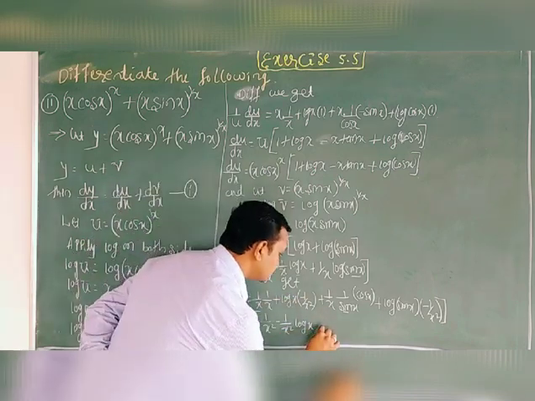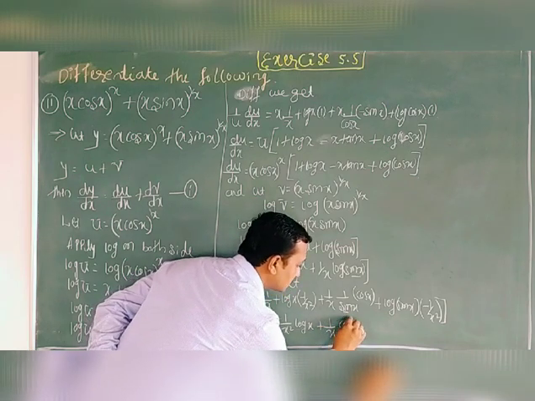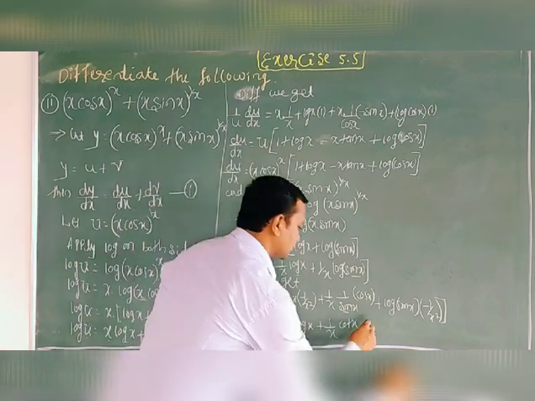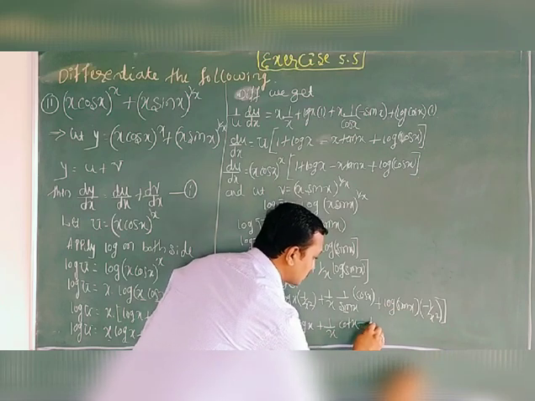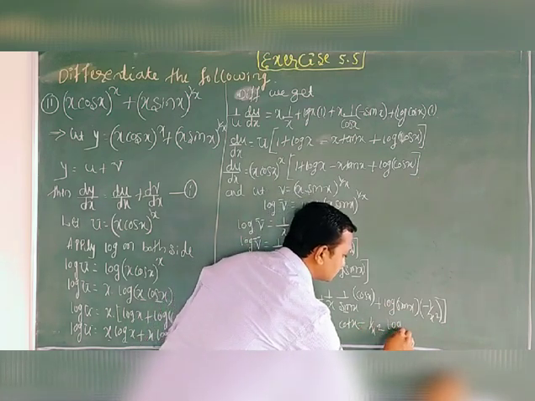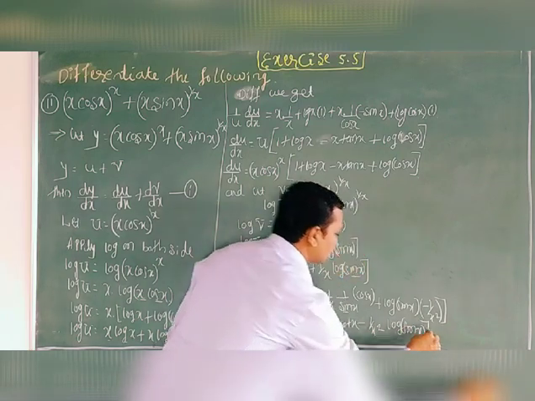So this is plus 1 by x into cot x, because cos x by sin x is cot x, and the next is plus, so this is minus, this is also minus, minus 1 divided by x square into log of sin x. Is that clear?